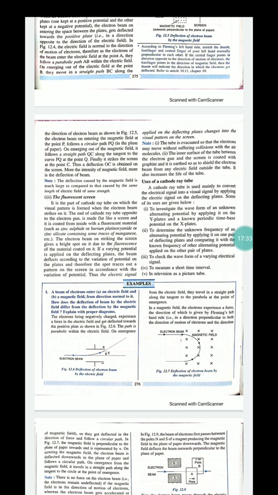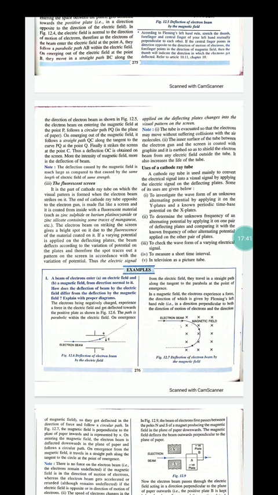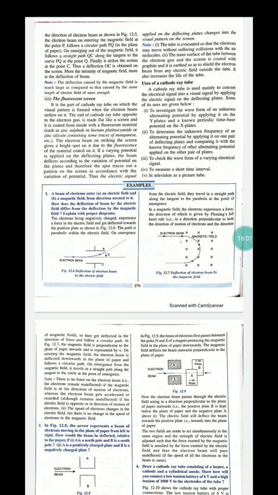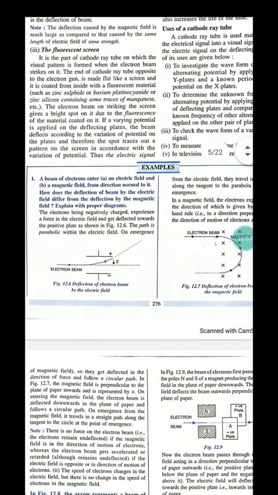It is also used as an oscilloscope, a scientific instrument for studying the waves from electrical signals; in radar systems to measure short intervals of time; to determine the unknown frequency of an alternating potential by applying it on a pair of deflecting plates; and to investigate the waves from the unknown alternating potential by applying it on the Y plates and a known periodic disc potential on the X plates. Okay, so here some examples are given, so you have to go through this.